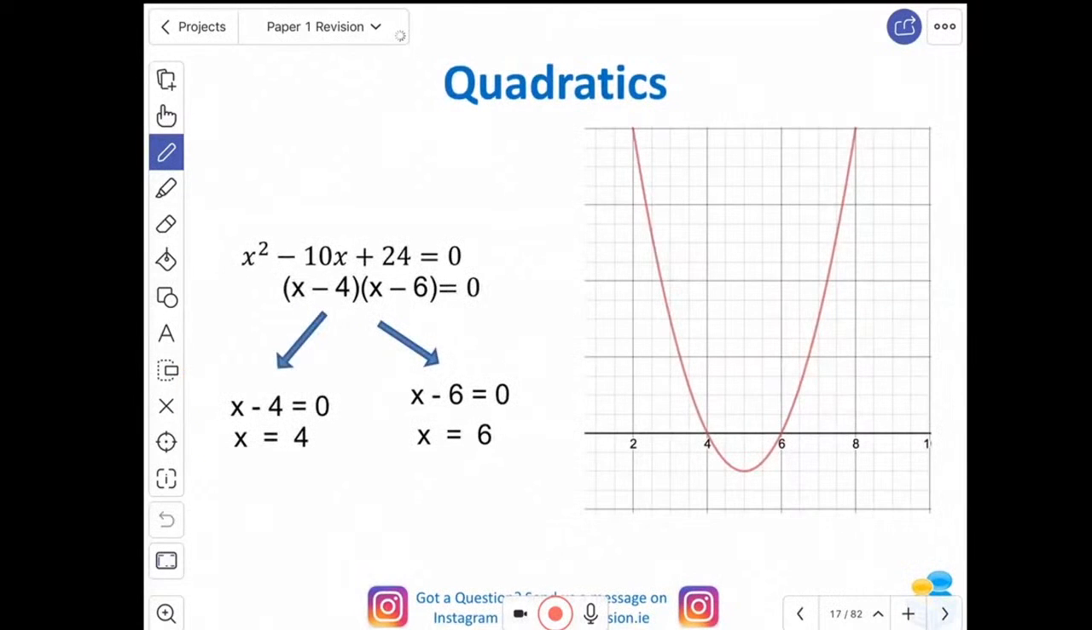Okay, so that's just a little recap of some of the different types of functions that you should be aware of for your leaving certificate. I want to talk to you in a bit more detail now about quadratics, and I'm going to bring in roots and factors, and you can predict where it's going.